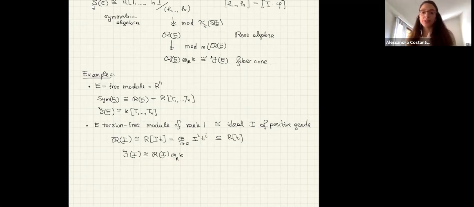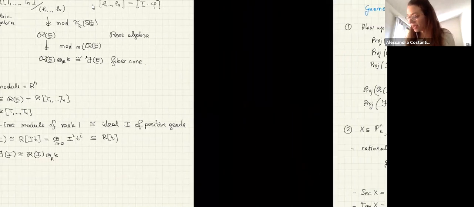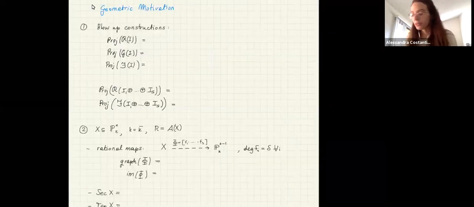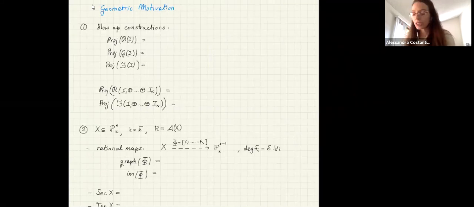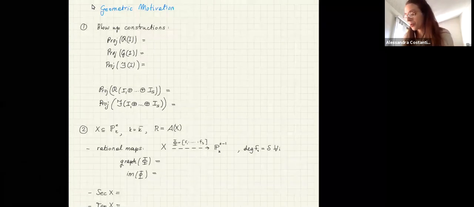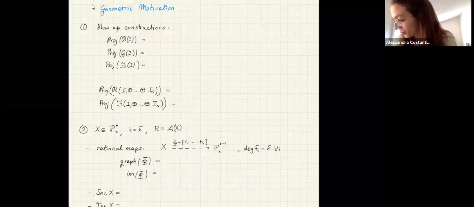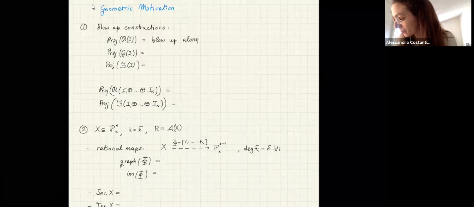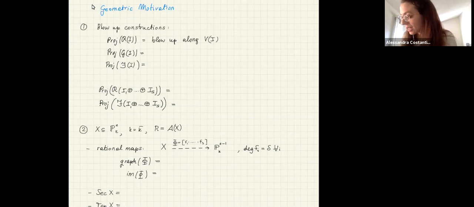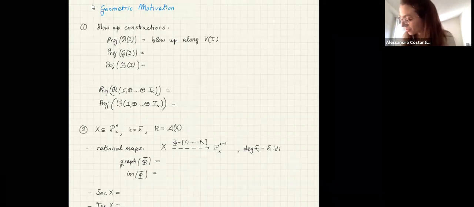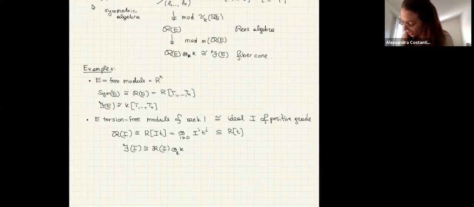So what's the motivation of studying these algebras? Well, most of the motivations come from geometry. And the most famous example is the blow-up construction. So you have a singular variety at a singular point, and I is the ideal corresponding to the variety. And what happens is that the Rees algebra is going to be the homogeneous coordinate ring of the blow-up. Then you have the associated graded ring, which probably I should actually write here just in case.